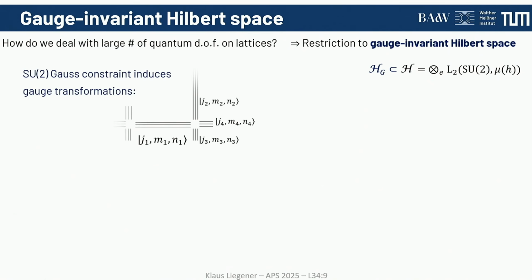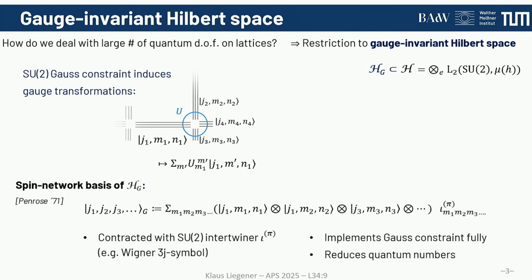And mathematically, how does this work? Let's look just at one edge in our lattice, three quantum numbers, J, M, N, J being the label of the irreducible representation of SU2. And the Gauss constraint induces this unphysical gauge transformation, which on every vertex rotates our wave function by an SU2 element. Those are unphysical. We don't want our state to change with them. So we ask, can we do something? And there exists a possibility, the so-called spin network function, where on every vertex one inserts such an SU2 intertwiner, iota pi. This object is invariant under SU2 transformations, making therefore the whole wave function invariant.